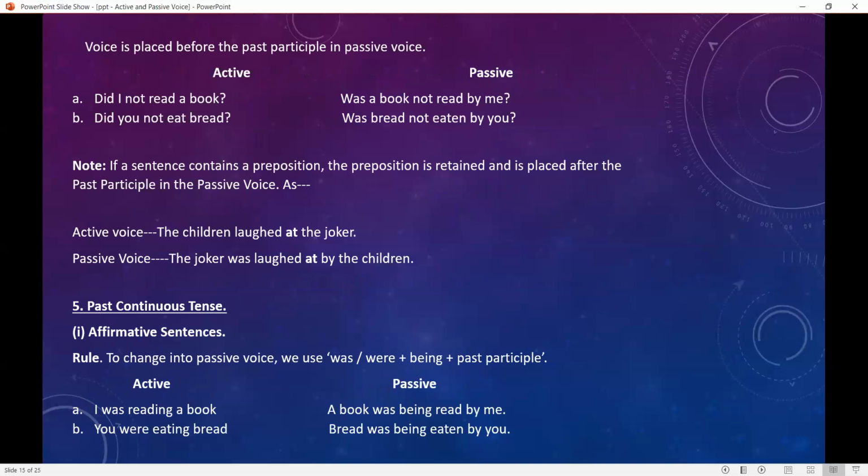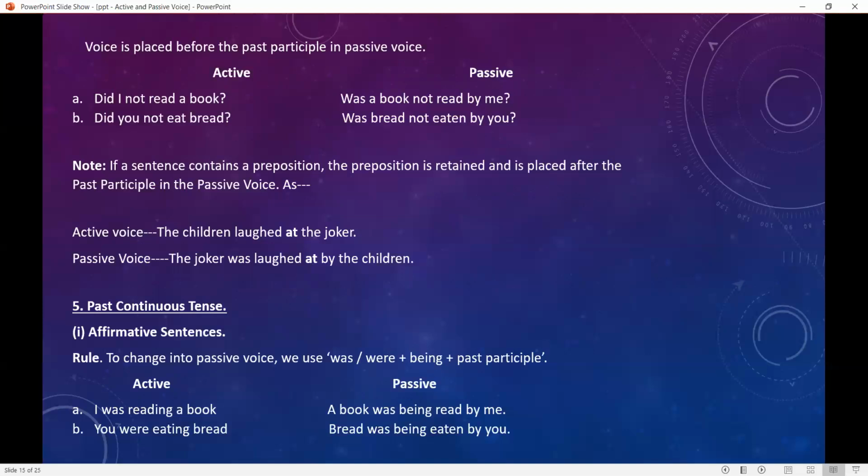Here, not is placed before the past participle in passive voice. Under active, did I not read a book? And under passive, was a book not read by me? See, this is also under interrogative. Under active, did you not eat bread? And under passive, was bread not eaten by you? Can you make out the slight changes there?